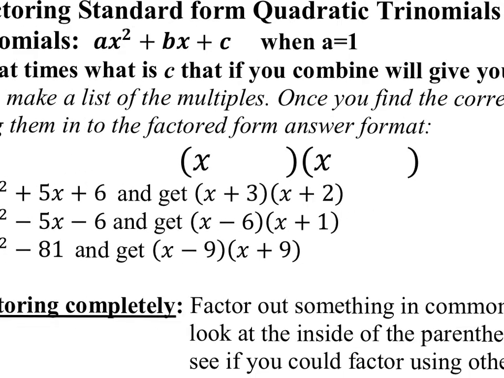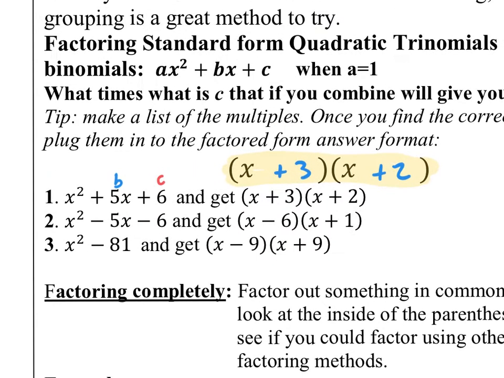So again, whenever you have a quadratic trinomial where your a value is 1, you set up parenthesis, parenthesis, x, x. And once you think what times what is your c value, that if you combine together is your b value, you'll be able to plug in those numbers. We said positive 3 and positive 2. That's why factoring this quadratic trinomial gives us this binomial times binomial, right?